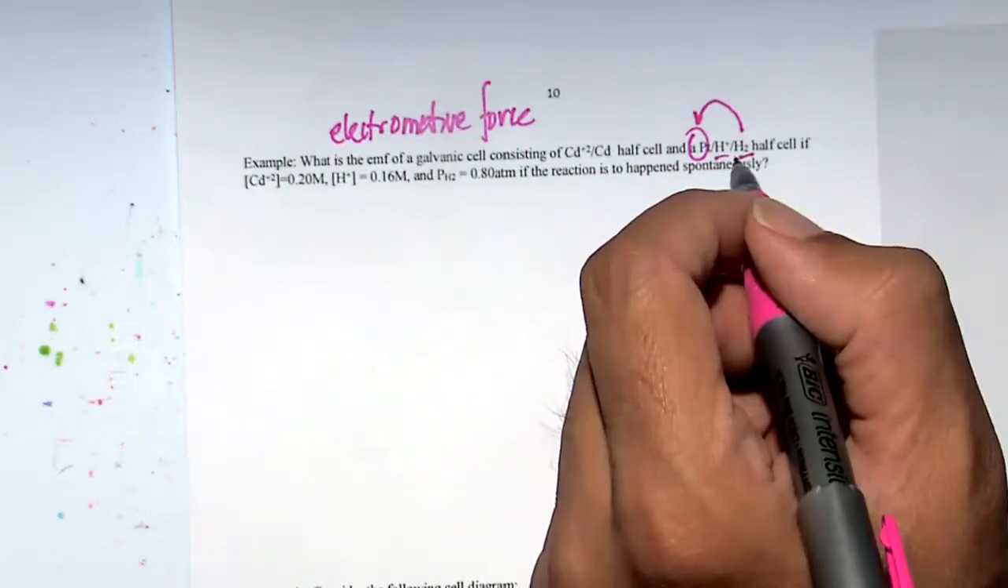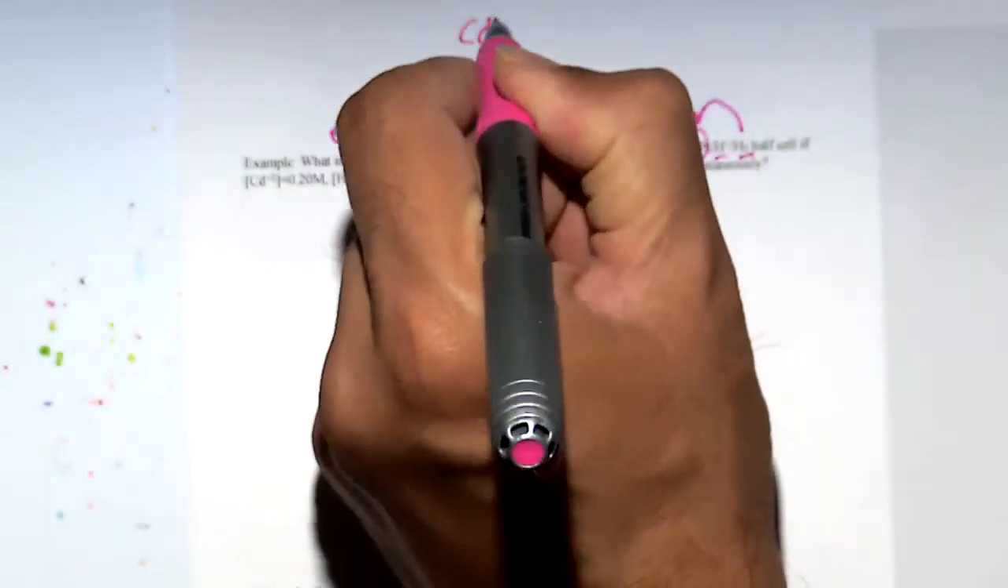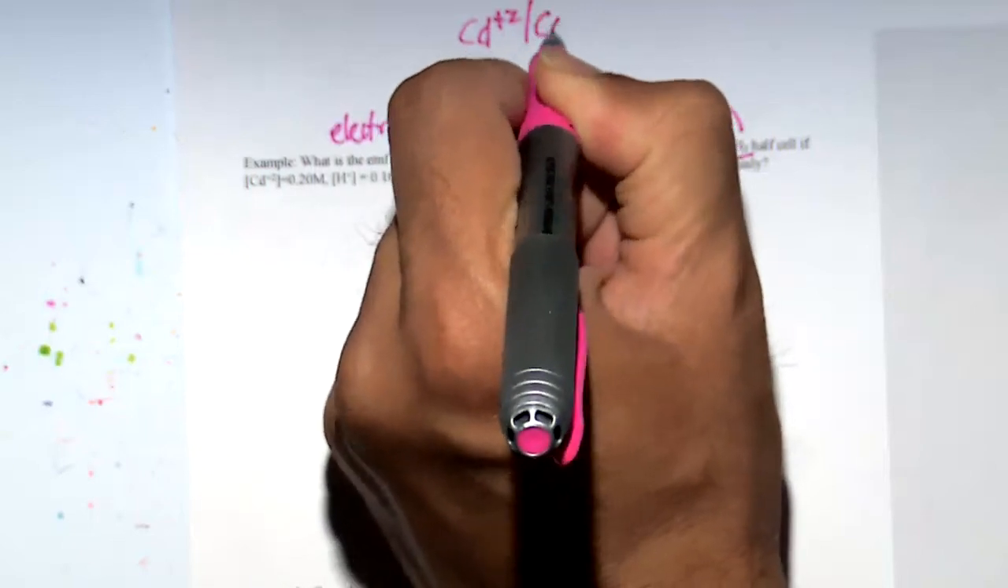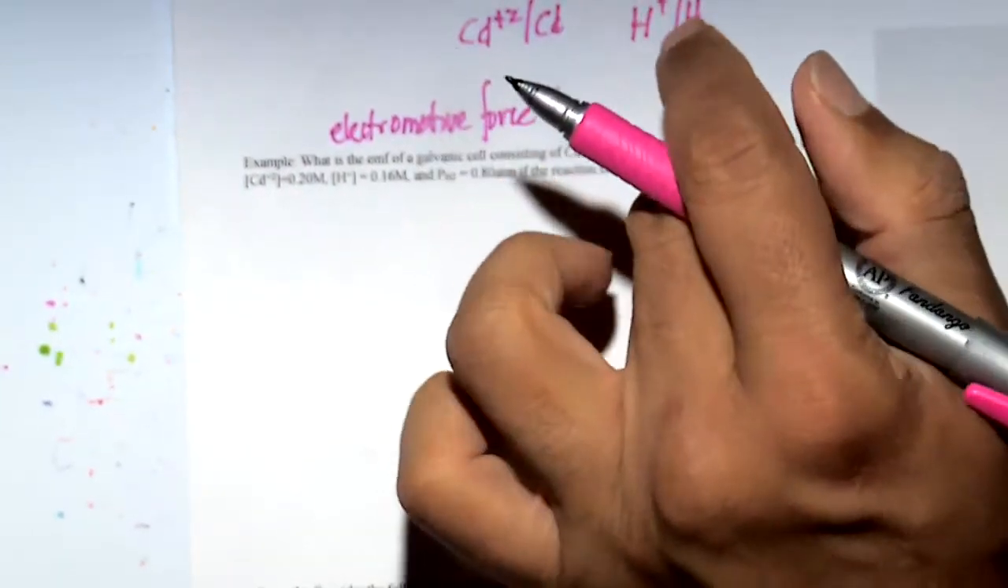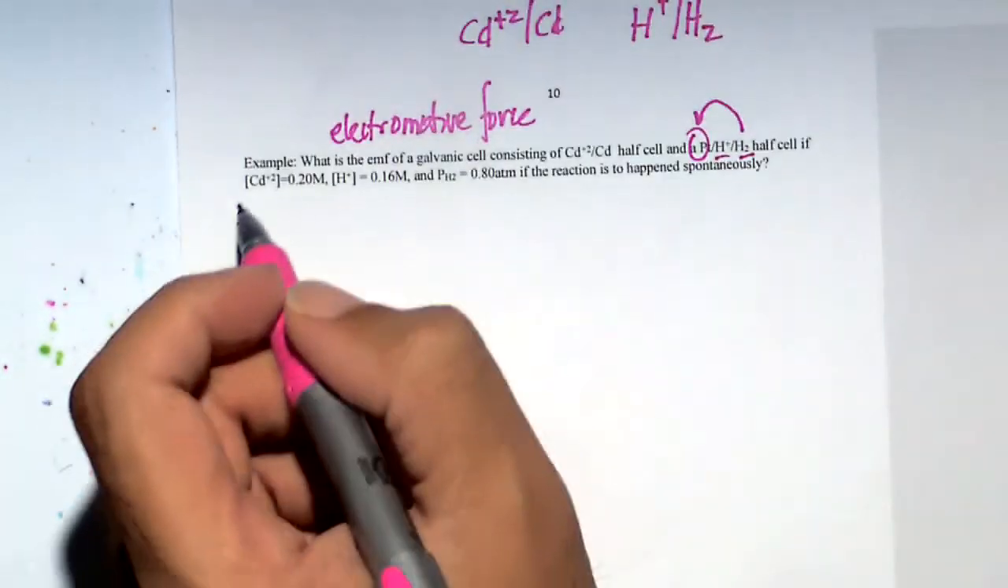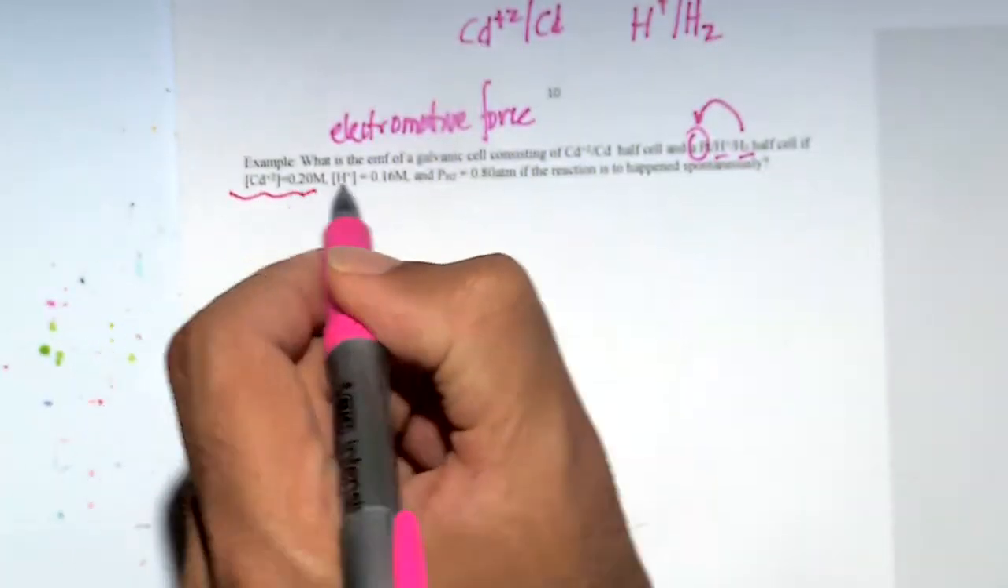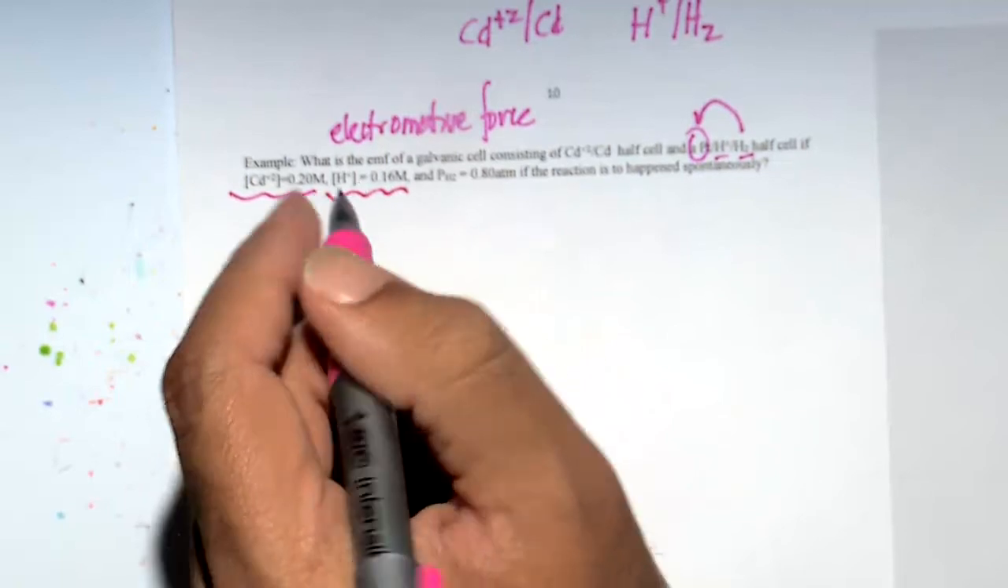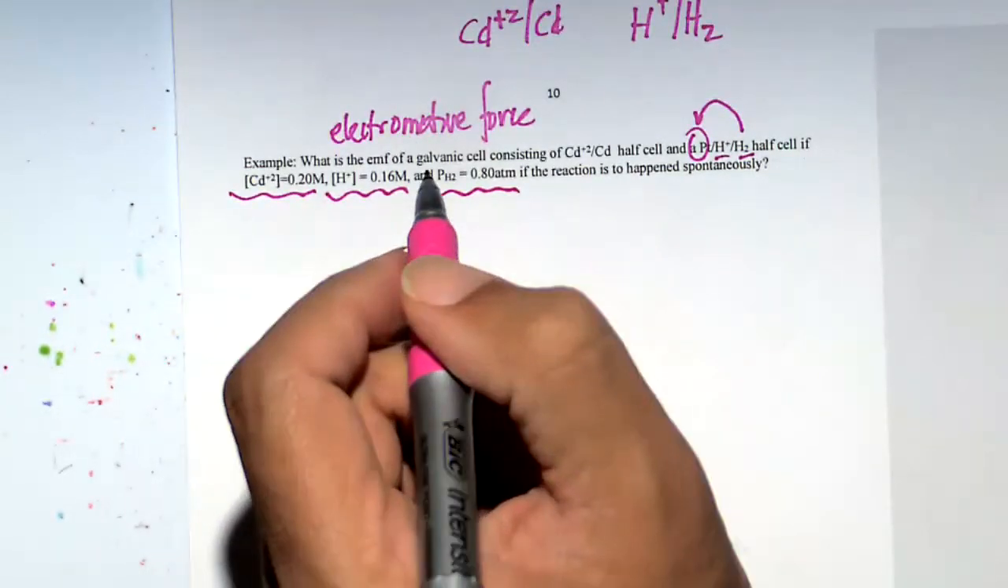So that's a half cell. So let's just write our half cells here. We have Cd plus 2 and Cd half cell, and we have an H plus H2 half cell. This is in platinum. If the cadmium is 0.2 molar and H plus is 0.16 molar, and the pressure of hydrogen is 0.80 atmospheres, if this reaction were to happen spontaneously.